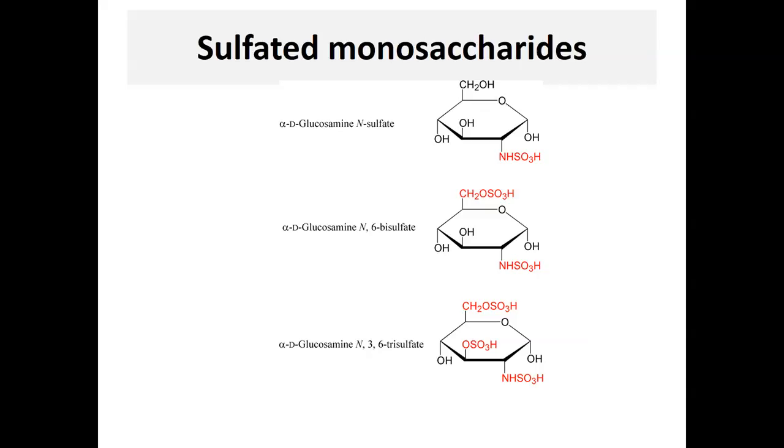So now you have other sulfated sugars here. As you see, this one has a sulfate group here. You can have one single sulfate attached. You can have a disulfate and a trisulfate. Okay, and then the positions are indicated.